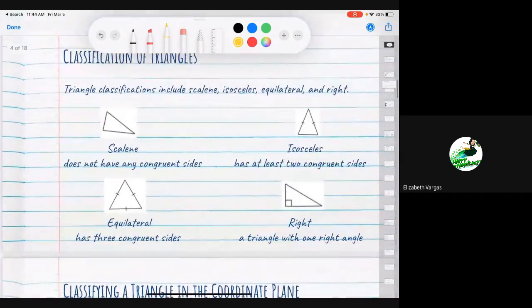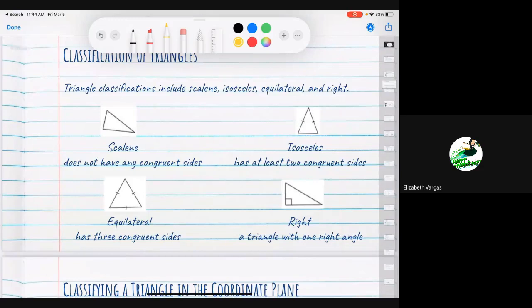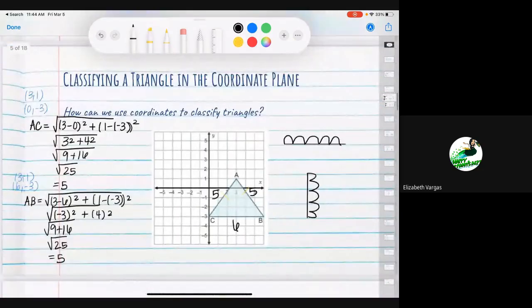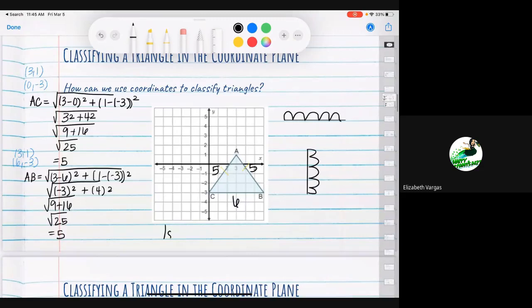So now I'm going to look at my classifications for triangles, and I want to identify which triangle has at least 2 congruent sides. And that's my isosceles, right? My isosceles triangle has at least 2 congruent sides. Okay, so that means that this triangle is an isosceles triangle. Right? And that's how we are able to use, in this case, the distance formula to classify this triangle. And so that's the way we would go about solving for this. Okay?